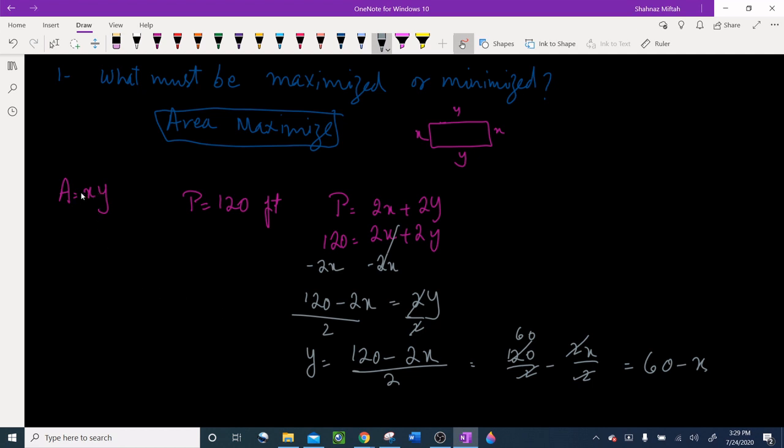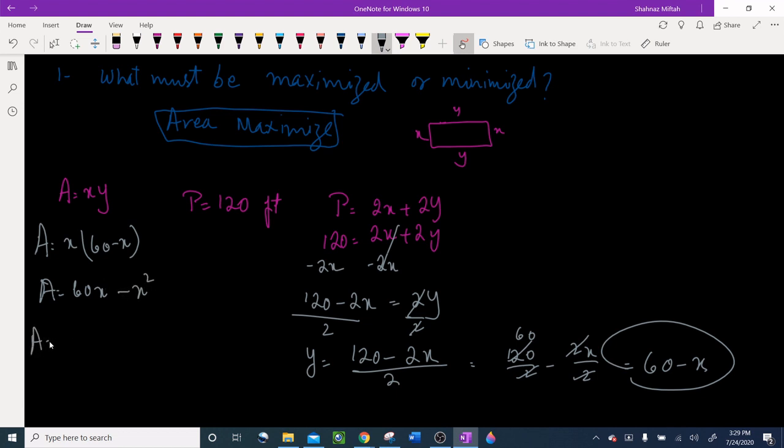Now I have a y value for this area, so I'm going to plug this y value in here. So x times 60 minus x, A equals 60x minus x squared. Or we can write this in order, the greater exponent goes first: negative x squared plus 60x. So that's my area formula. Now this is in ax squared plus bx plus c form. So now let's figure out how we are going to find the maximized area.